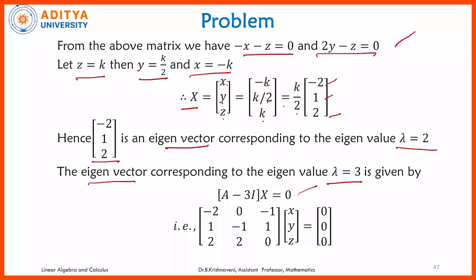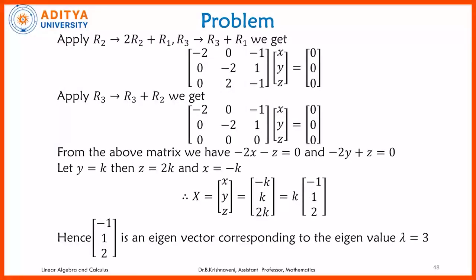We got the equation (A minus 3I) x is equal to 0. On performing this, we got the equation as [-2, 0, -1; 1, -1, 1; 2, 2, 0] times [x, y, z] equal to [0, 0, 0]. So reduce this into echelon form by using the row operations, R2 as 2R2 plus R1, R3 as R3 plus R1. We get this: [-2, 0, -1; 0, -2, 1; 0, 2, -1] times [x, y, z] equal to [0, 0, 0].